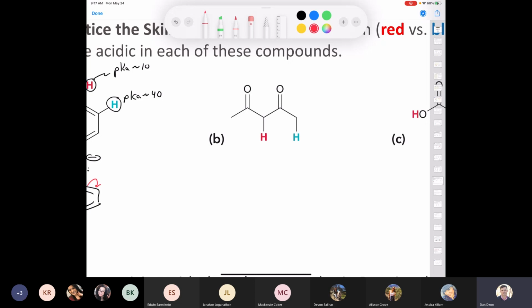The red one, if you go to table 3.1, the pKa of a ketone proton was around 19-ish. Whereas the pKa of a 1,3-dicarbonyl, that pKa is around 9. So it's 10 to the power of 10, which is just a big number.